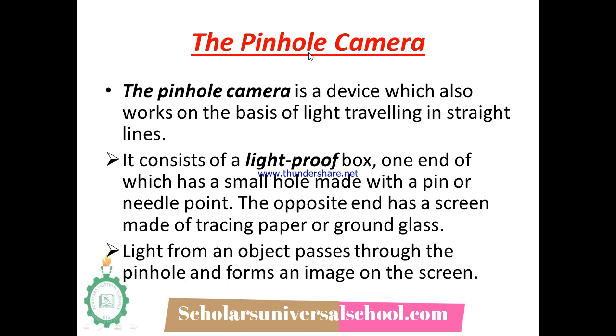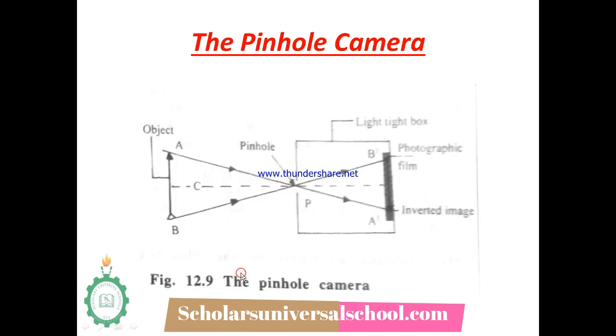A pinhole, meaning you have just one light ray moving through it at a time. So the opposite end of the box now has a screen. Remember what we said a screen is? A screen is where the image is going to be placed or imprinted. Now, the screen is either made of tracing paper or ground glass. Light from an object will pass through the pinhole and form an image on the screen.